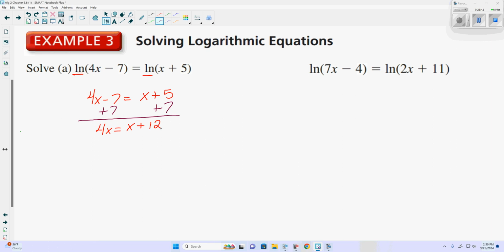And since we added 7 to both sides, it kind of restricts us in what we can do next, because our next one would be to subtract x, because we want to get the variables together, our constant terms together. So 4x minus x is 3x is equal to 12. And lastly, we would divide by 3. So x is equal to 4. And that's it.